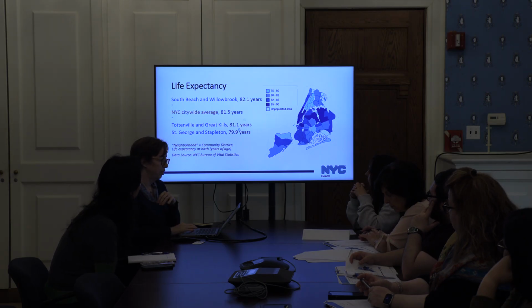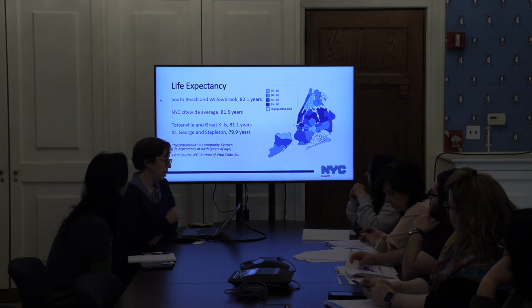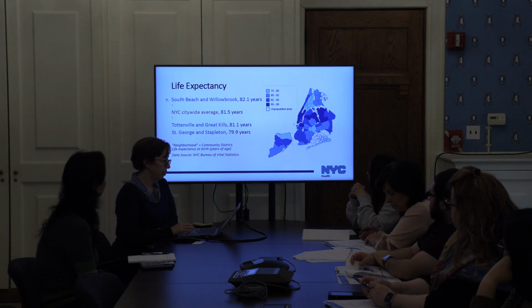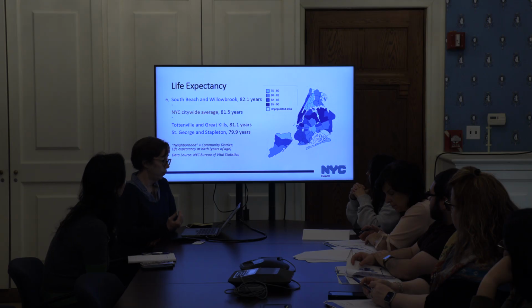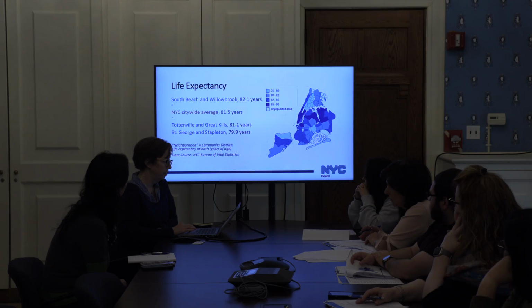So basically, we're able to say something is higher, something is lower. In this case, I just listed the life expectancies for the 3 community districts in Staten Island. And you can see the color coding as well in the map. It ranges from a high of 82.1 years in South Beach and Willowbrook, which is higher than the citywide average. And the 2 other districts are lower, just a little lower. Not a lot of difference.